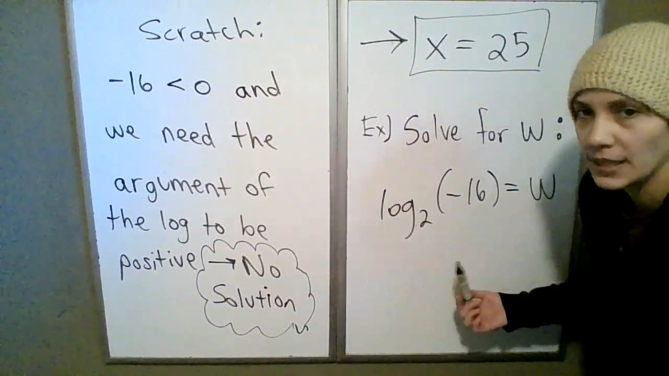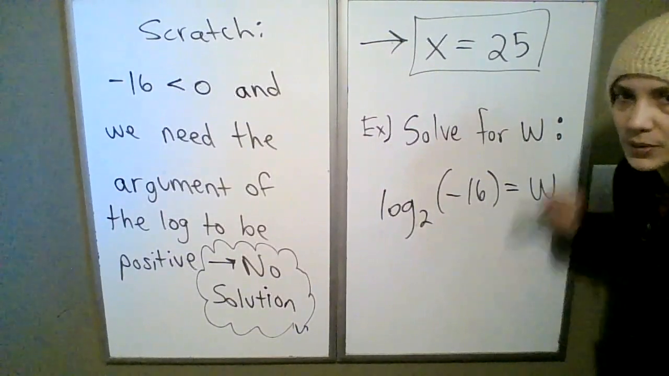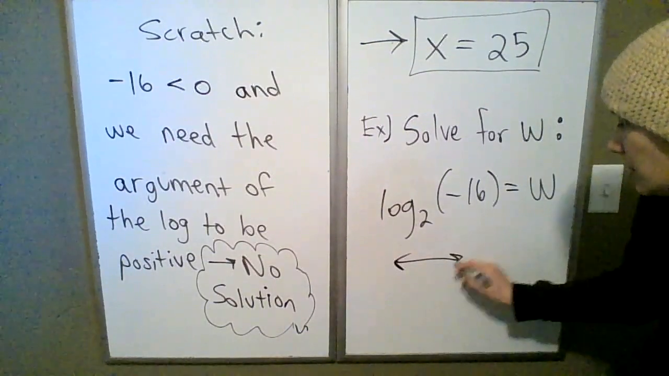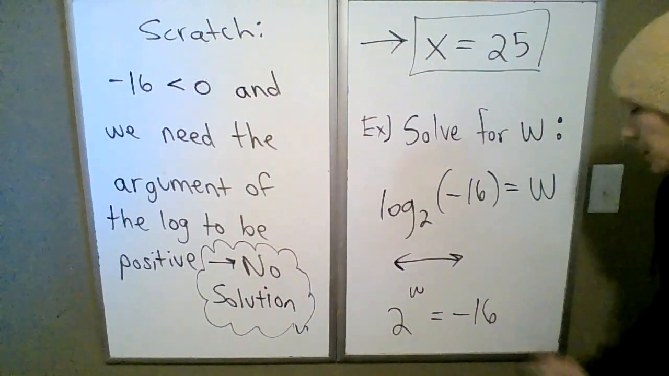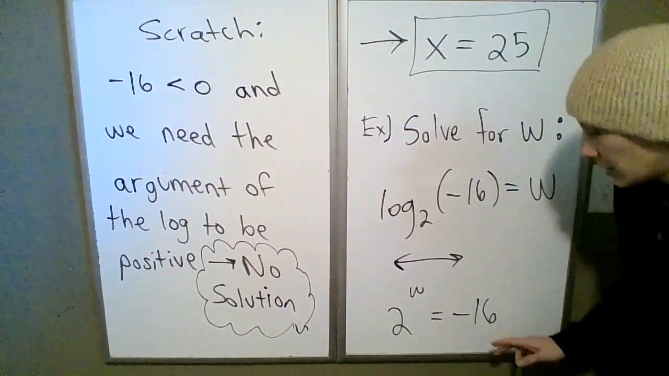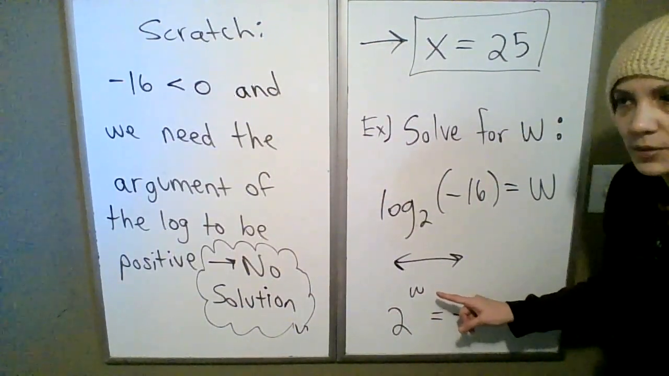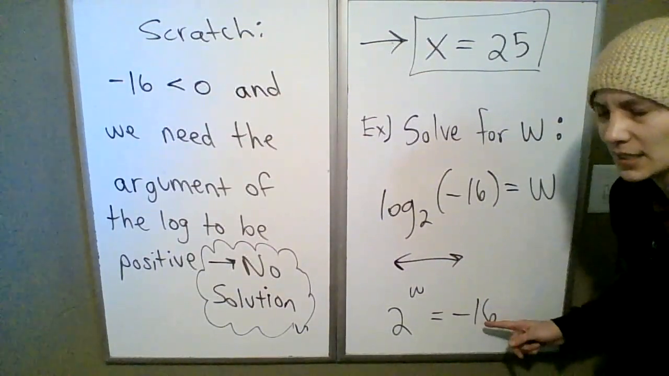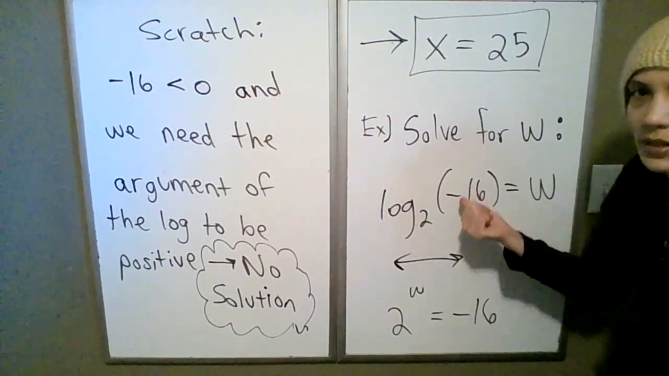Or another way you could look at this is you forget that this number needs to be positive and go ahead and switch to exponential form. Take 2, put it to a power of w. That would be equal to a negative 16. Even though I could factor 16 and get some base 2, there's no value that I can bring positive 2, multiply it with itself some number of times, and somehow get a negative 16. So, no solution. There's no w that's possible for this.